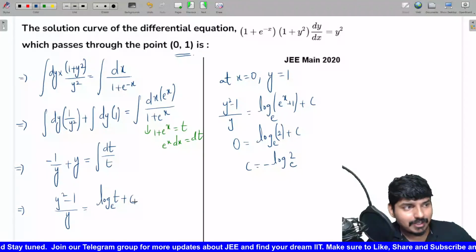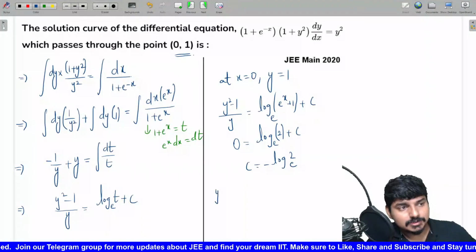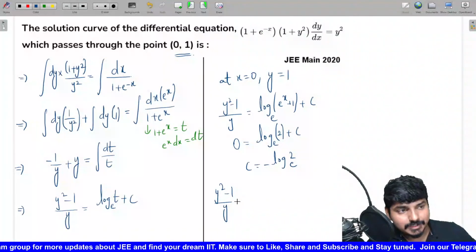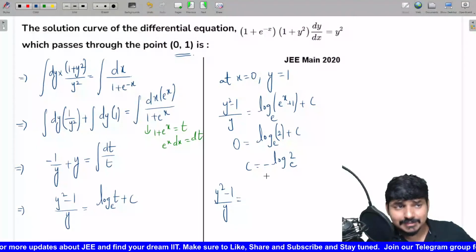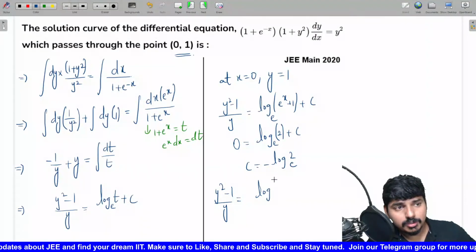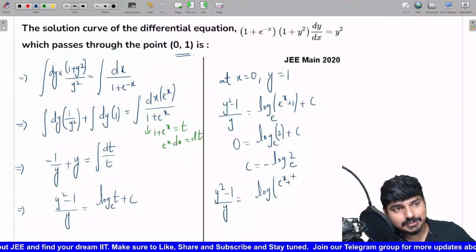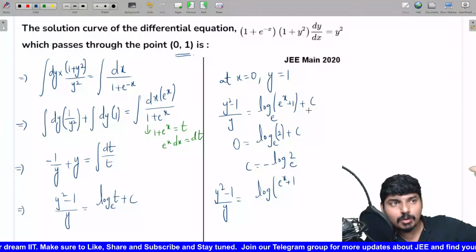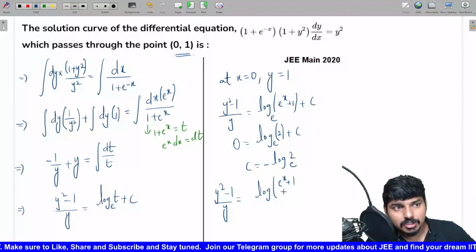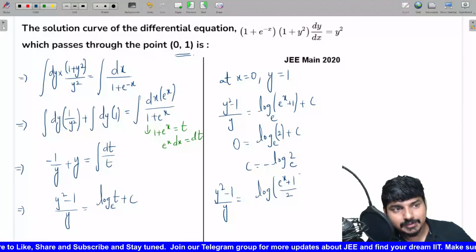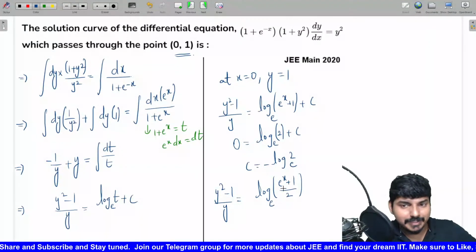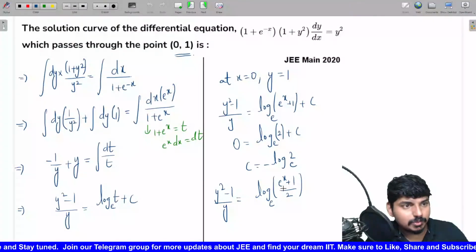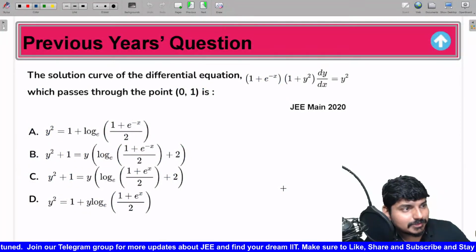Let me take the c value in the above equation. So I'm going to get y square minus 1 divided by y equal to log of (e raised to x plus 1), and here minus log 2. Since log a minus log b is log of a by b, I can write it as log of (e raised to x plus 1) divided by 2 to the base e, everyone. And if you see the options, here you can write it this way.